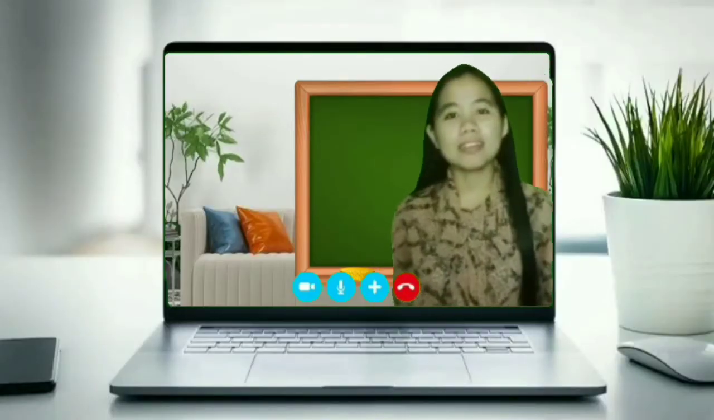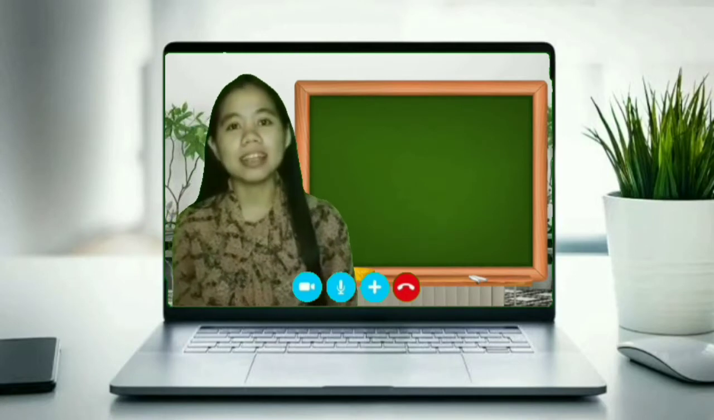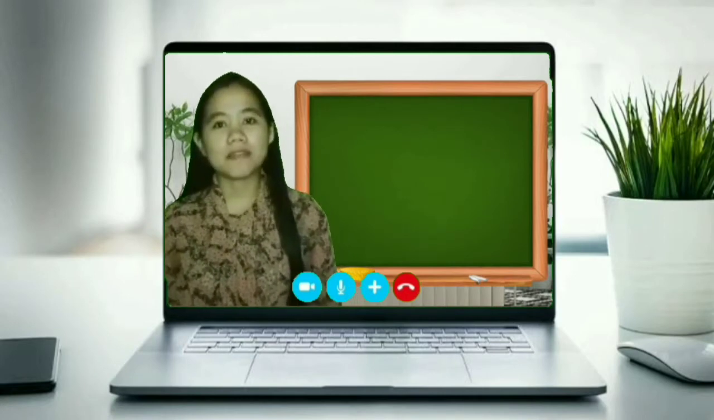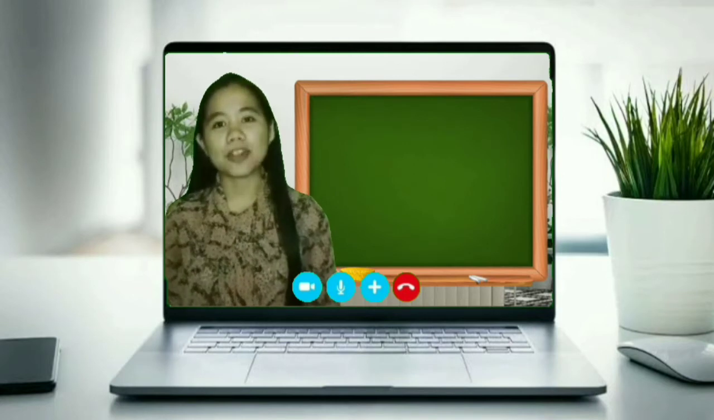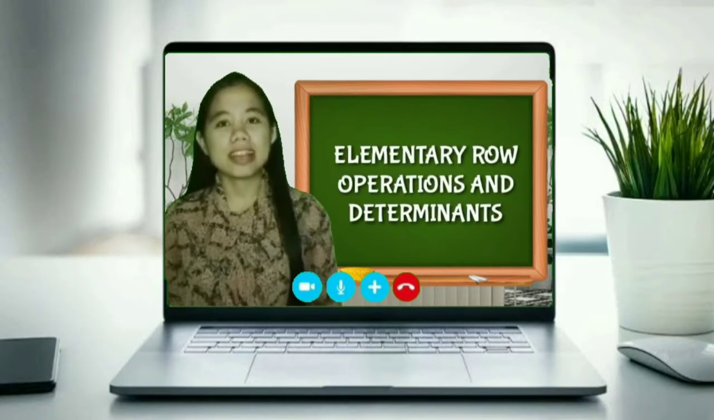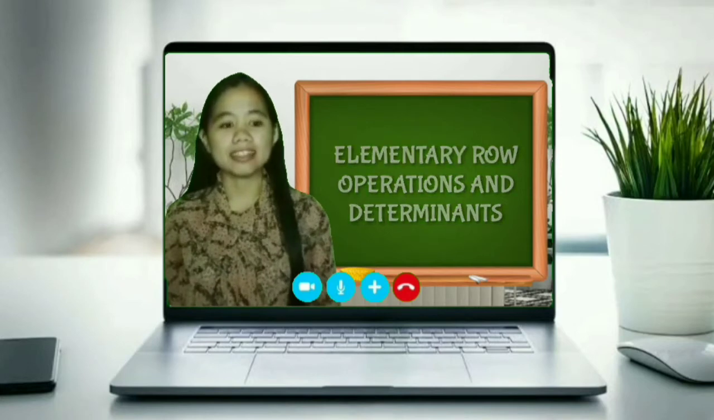Good day everyone! Since my group mates have been done discussing our topic's definition and its differences, one of them has also given us an example about our topic, which is the elementary row operations and determinants.